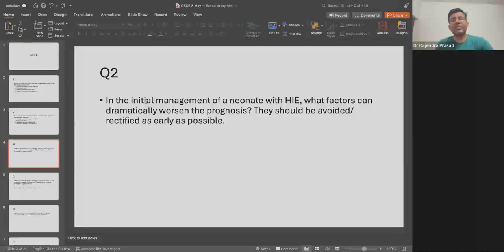Whenever we are managing a neonate with HIE, it is always told that we should avoid a few factors which can dramatically worsen the prognosis. Either we should try to avoid them or we should try to identify and treat them as early as possible. Can you name two of such factors?